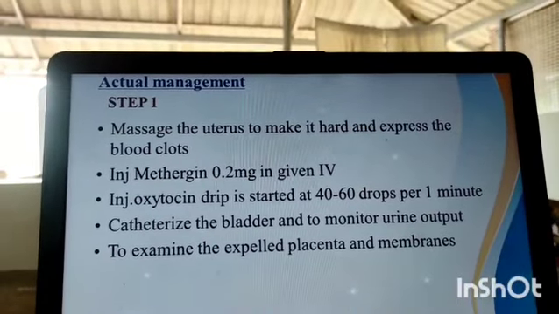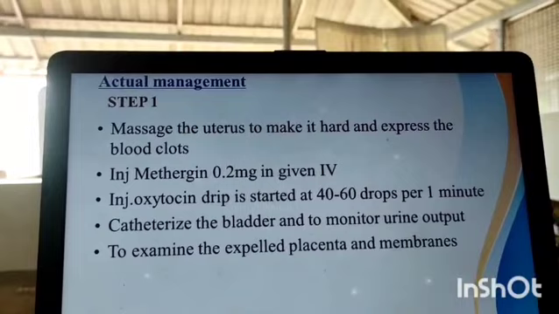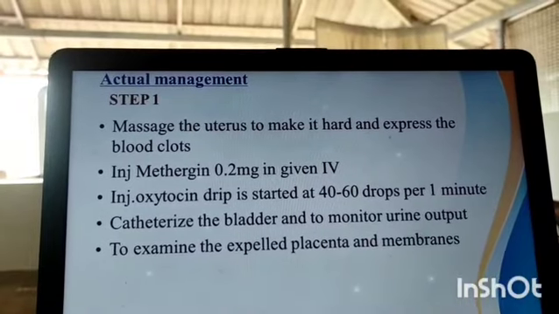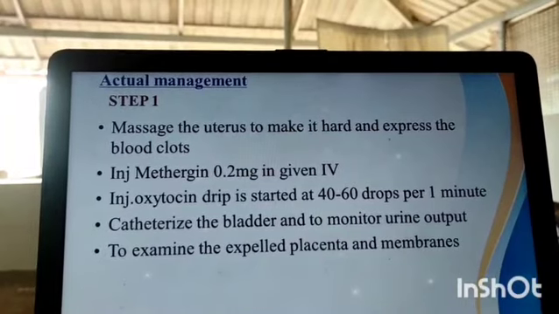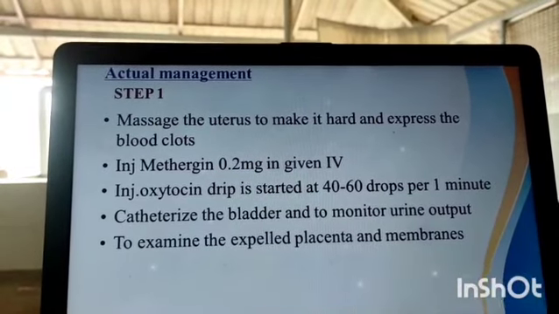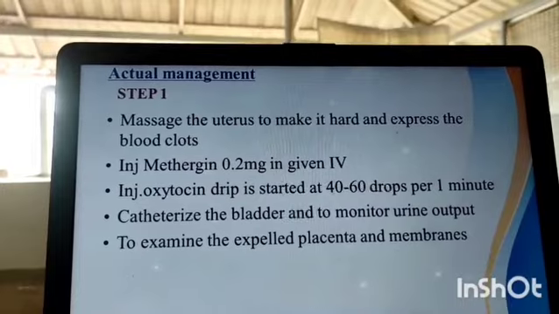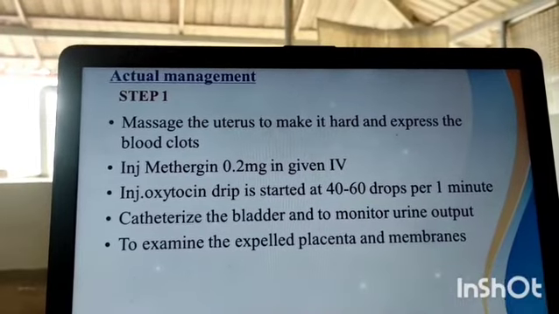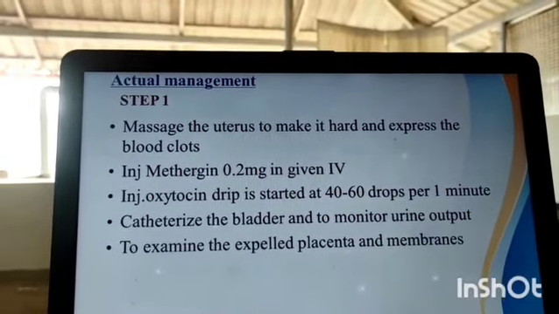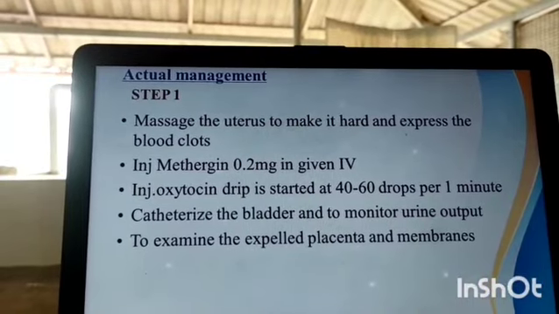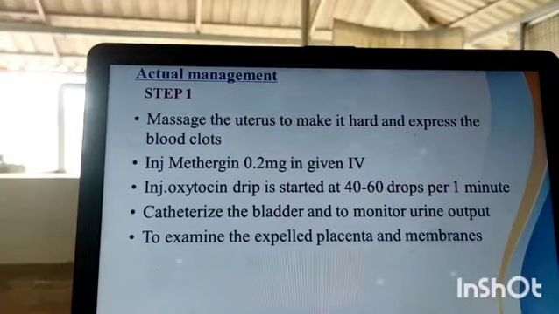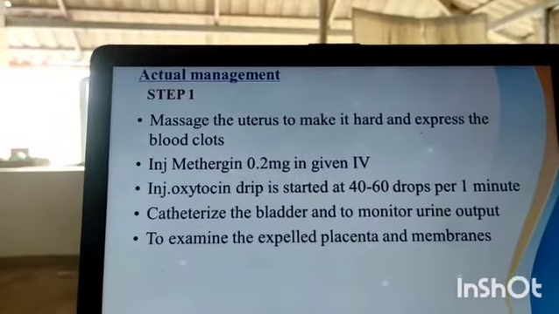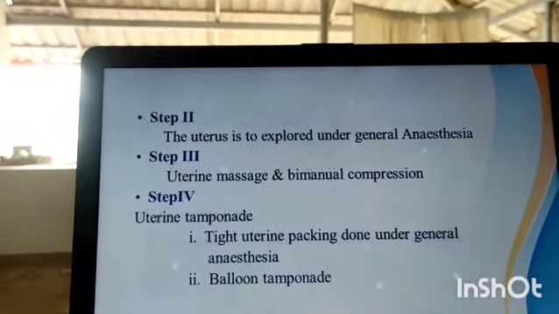Then administer injection methergine 0.2 mg given IV. Then provide injection oxytocin drip started at 40 to 60 drops per minute. Then after that, catheterize the mother's bladder and monitor the urine output, whether it is normal or abnormal. Then after that, we should examine the expelled placenta and membrane to see if any bits of placenta are inside the uterus or not.